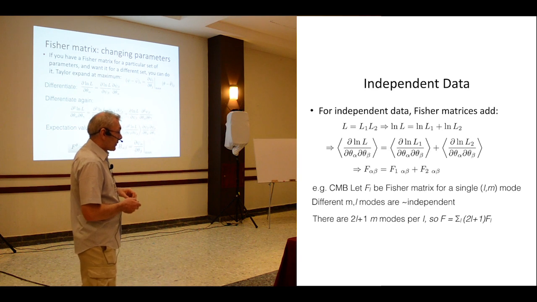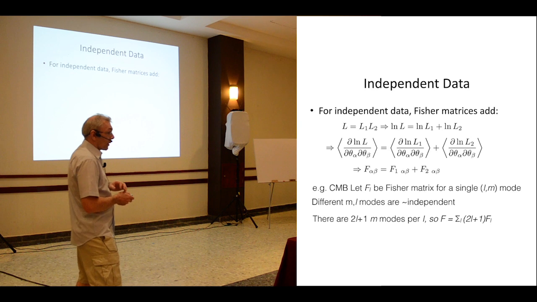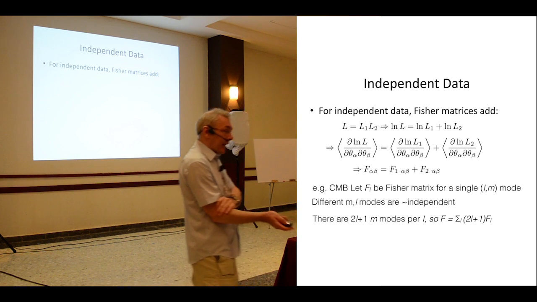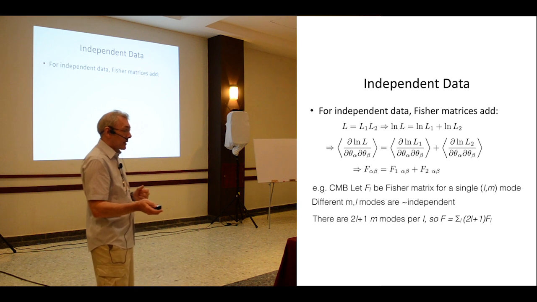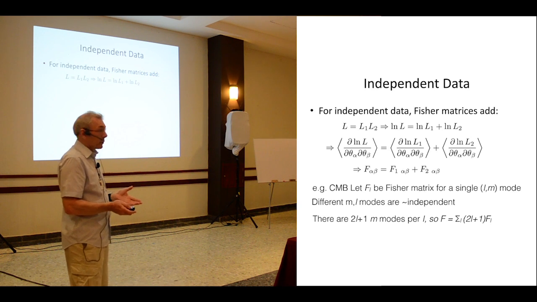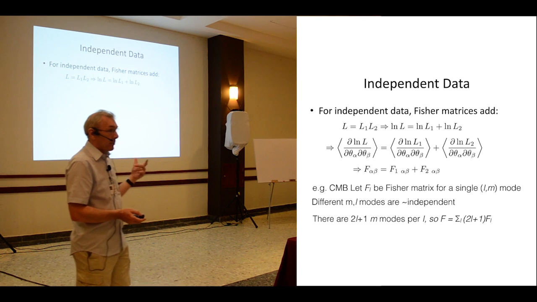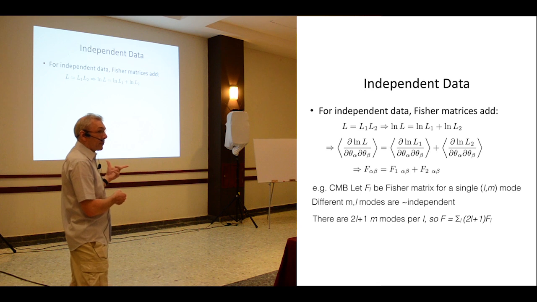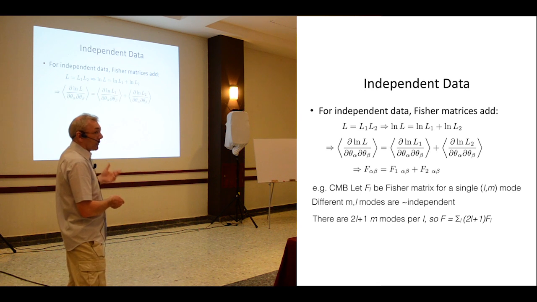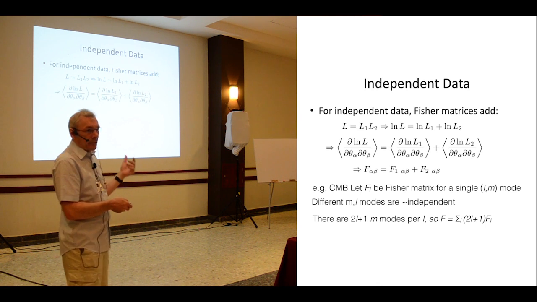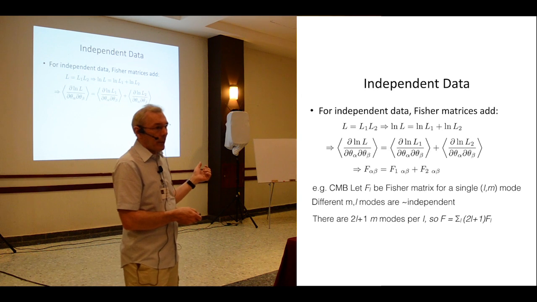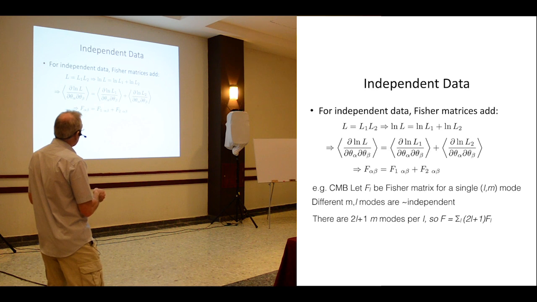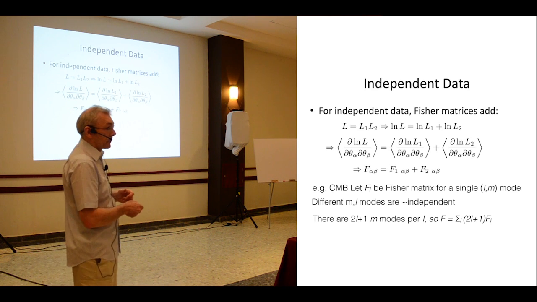Okay. So what other things can you do with Fisher matrices, or what other results are useful? Well, if you have two independent data sets, then things are very simple, because we know that the probabilities multiply, so the likelihoods multiply. So the log likelihoods simply add. Then if you differentiate them twice and take the expectation value, those just add as well. So that tells you that for independent data sets, the Fisher matrices simply add.